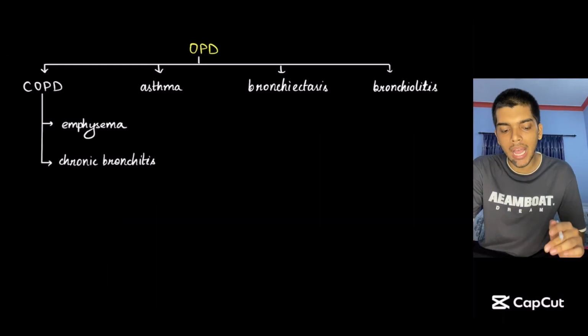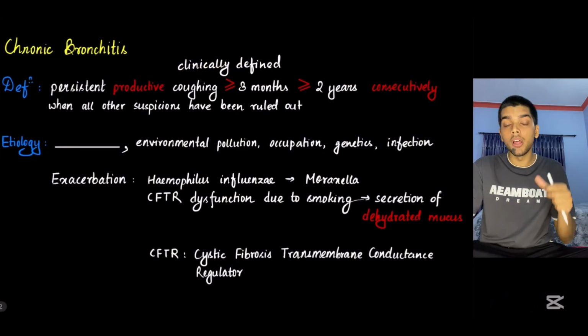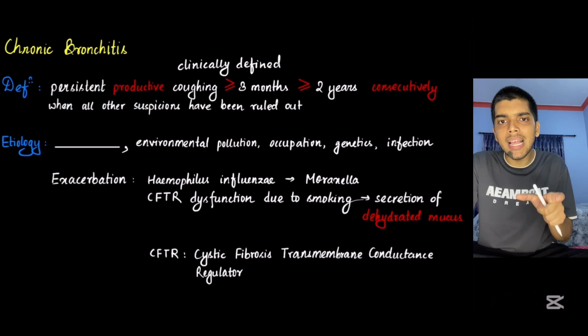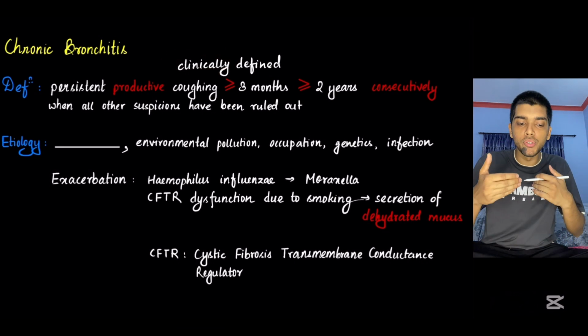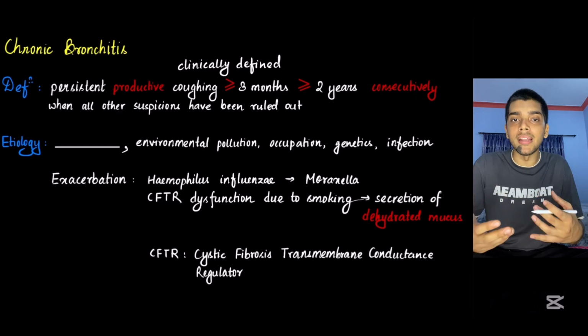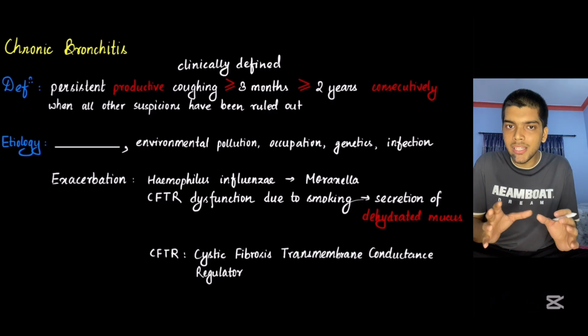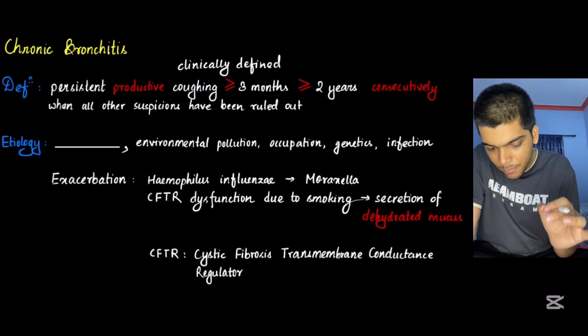Up next, we have chronic bronchitis. So, chronic bronchitis. Number 1, definition. Chronic bronchitis has been defined clinically. That is, if a patient comes to you with chronic bronchitis, what type of history is he presented with? This is the history that you can see in the patient.